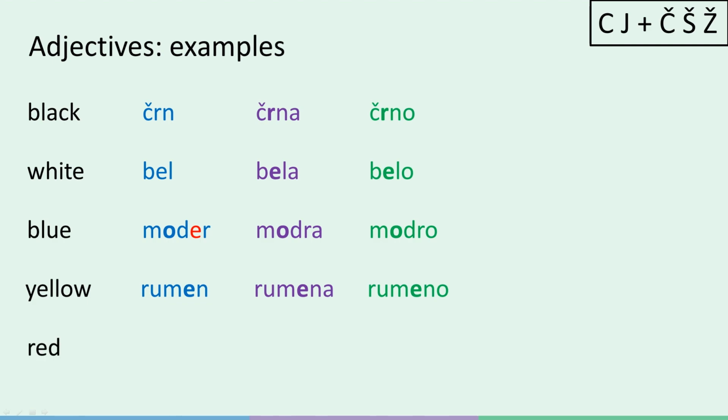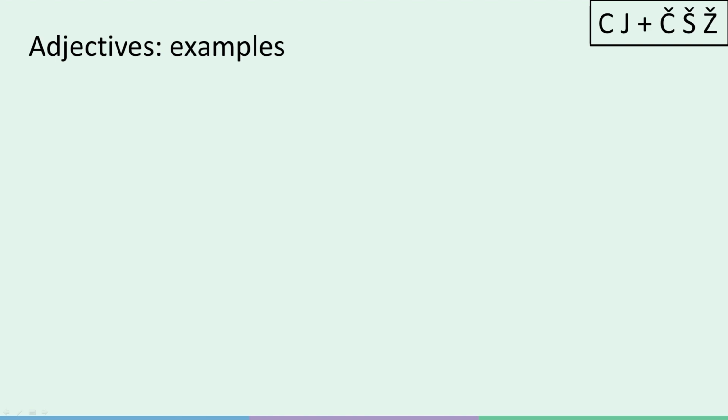And finally, we come to the example where our rule applies. So it's rdeč, ending in a ch, rdeča. And because rdeč ends in a ch, the final O will change to an E, so it's rdeče. Let's have a look at some other adjectives where this holds true as well.